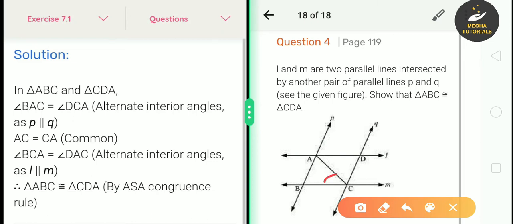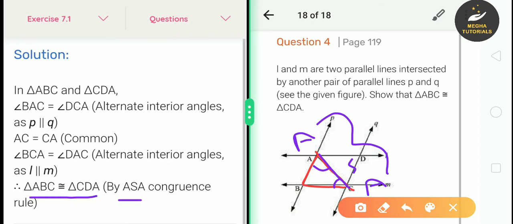This angle is equal to angle DAC. Again they are forming a Z shape. It means they are alternate interior angles for line L parallel to M. So select one triangle. We are selecting triangle ABC. The first angle is angle BAC, then side AC, and then angle BCA. So angle, side, angle. So triangle ABC and triangle CDA are congruent with each other by the angle side angle test.